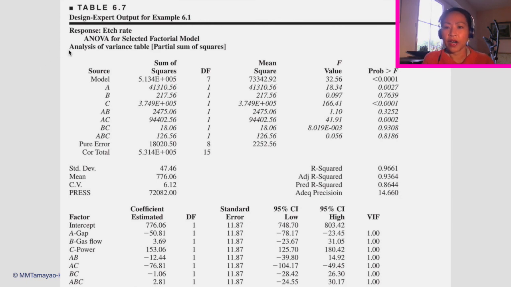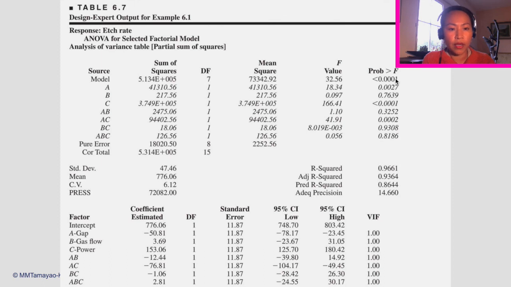Now, of course, there are several statistical packages that you can use to perform the analysis for factorial designs, one of which is Design Expert, and this is an output presented in Montgomery from Design Expert for the example that we just discussed. So again, as you can see here, we have the sum of squares for the model, the factors, the interactions, and the error. And then you have the degrees of freedom, the mean squares, the F value, and then the probability, the P values. And we can see here again the low P values for factor A, factor C, and the interaction of factors A and C.